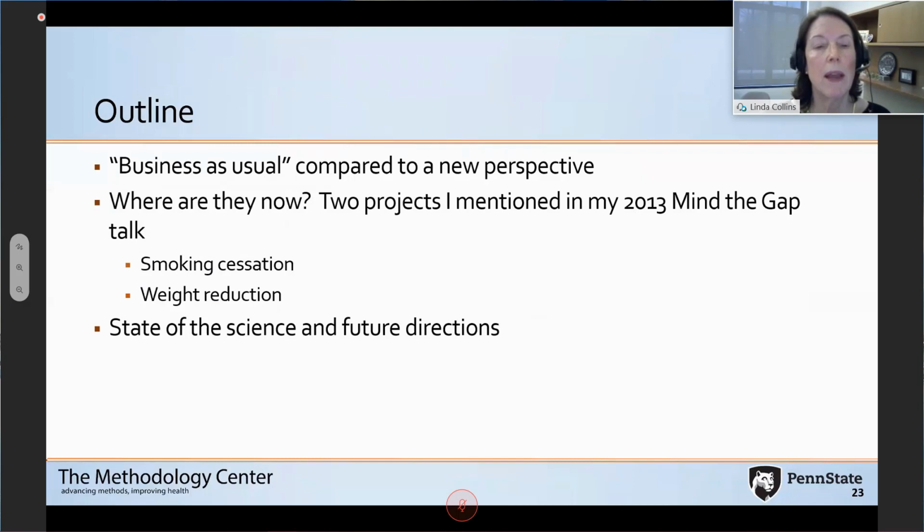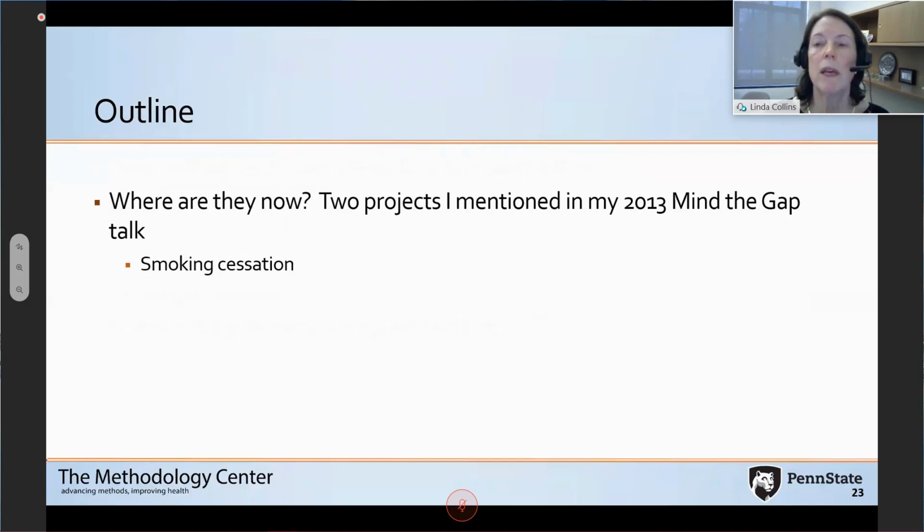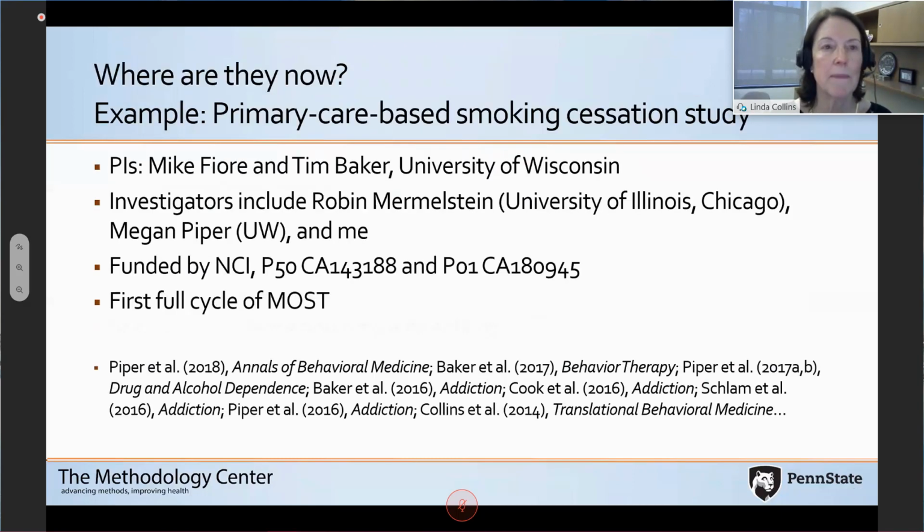Okay. Now, the two projects I mentioned in my 2013 Mind the Gap talk, which I'm sure none of you really remember that closely, but I talked about smoking cessation and weight management, two different studies. So let's first talk about the smoking cessation study.